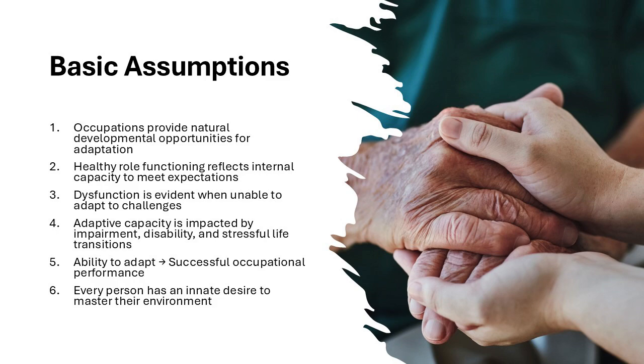It is. But let me play devil's advocate, like a student might. If everyone wants to master things, doesn't focusing on the person's adaptation process risk blaming them when they fail, instead of maybe looking more at environmental barriers? That is such a critical point, and it's why the model is transactional. Yes, the desire is innate, but OA fully recognizes that the occupational environment is just as powerful. It can either support or totally block that drive. Okay.